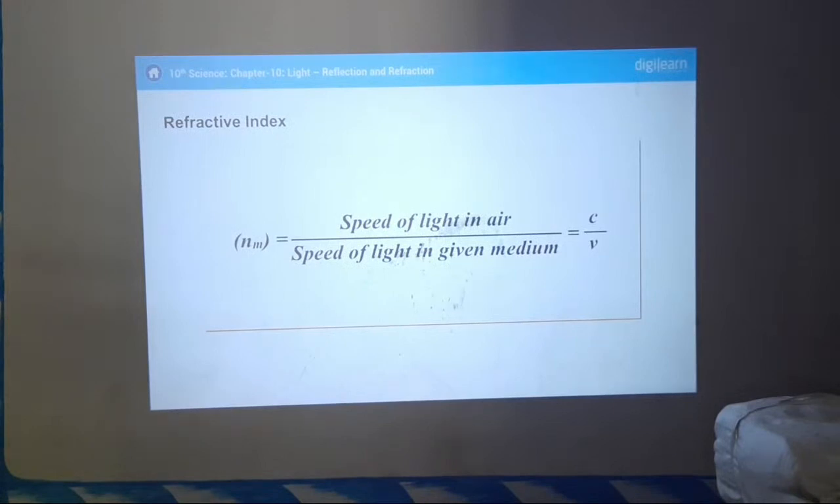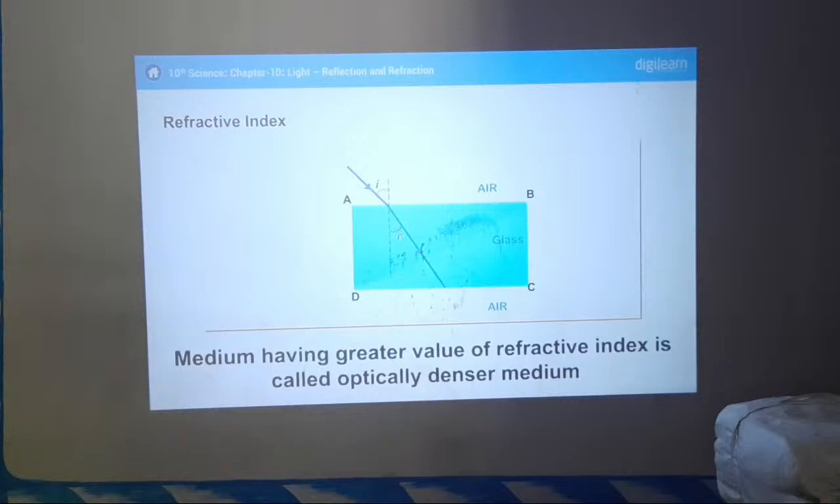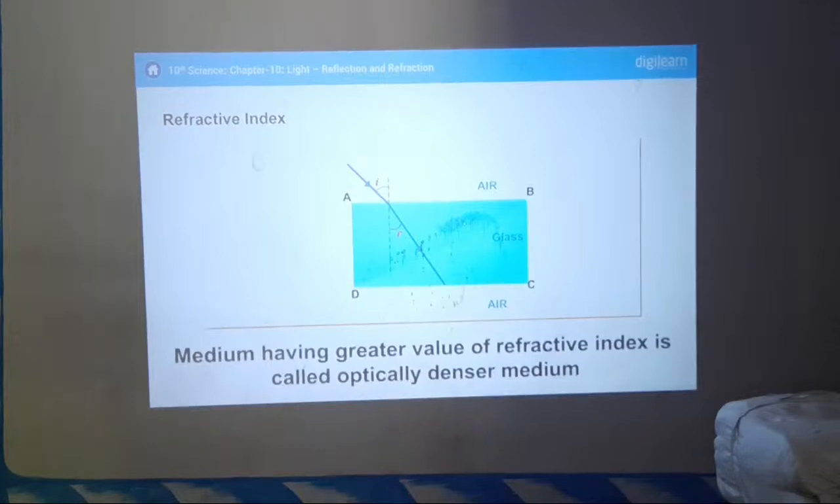Since refractive index is the relative value of the speed of light of a medium with respect to the speed of light in vacuum, light will travel faster in the medium having lower value of refractive index. Optical density. A medium having greater value of refractive index is called optically denser medium. This means light will travel at slower speed in an optically denser medium compared to an optically rarer medium.